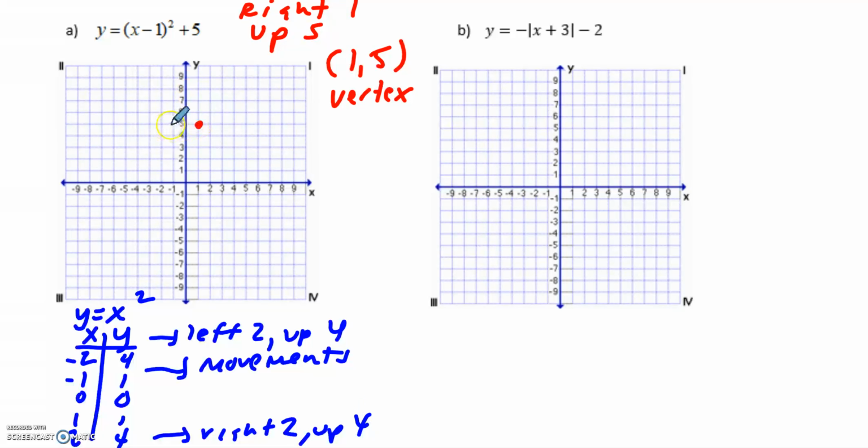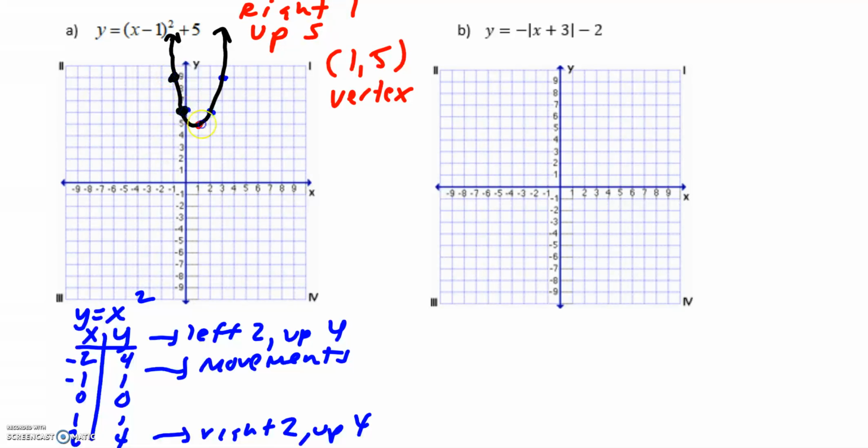We're going to go left 2, up 1, 2, 3, 4. Left 1, up 1. (0, 0) is where I am right here at the red vertex. Then I'm going to go over 1, up 1, and then over 2, up 1, 2, 3, 4. And if I did this correctly, my parabola should look symmetric, like this.